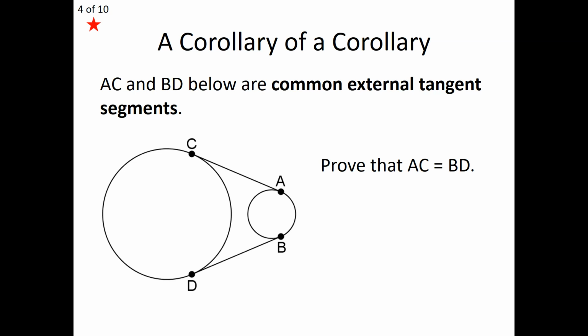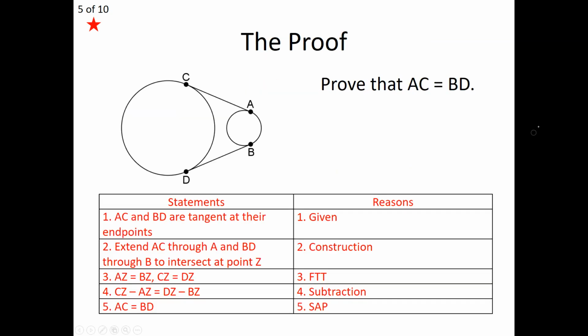What we make use of immediately is our twin tangent theorem. The twin tangent theorem is the corollary of the FTT, and this common external tangent theorem is a corollary of the TTT, the twin tangent theorem, which means this is really a corollary of a corollary. So we're going to prove that AC is equal to BD. Let's take a look at what this proof looks like.